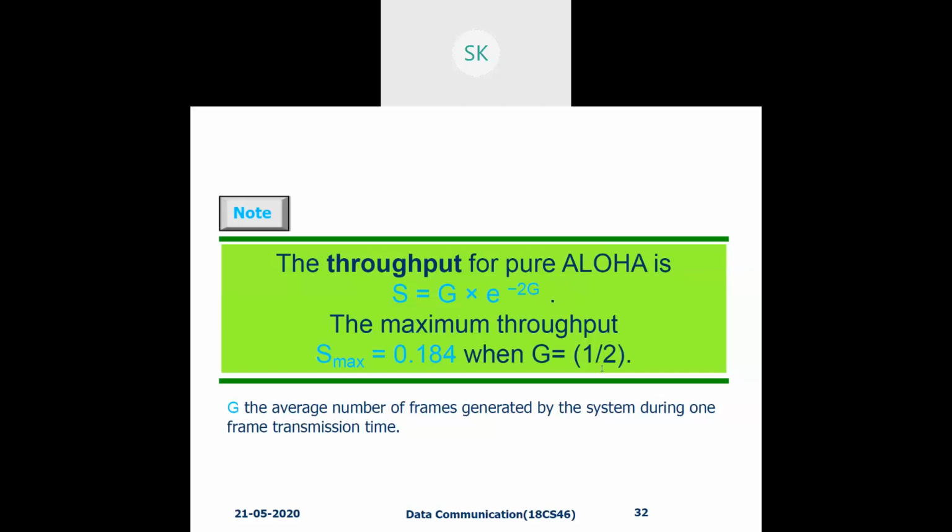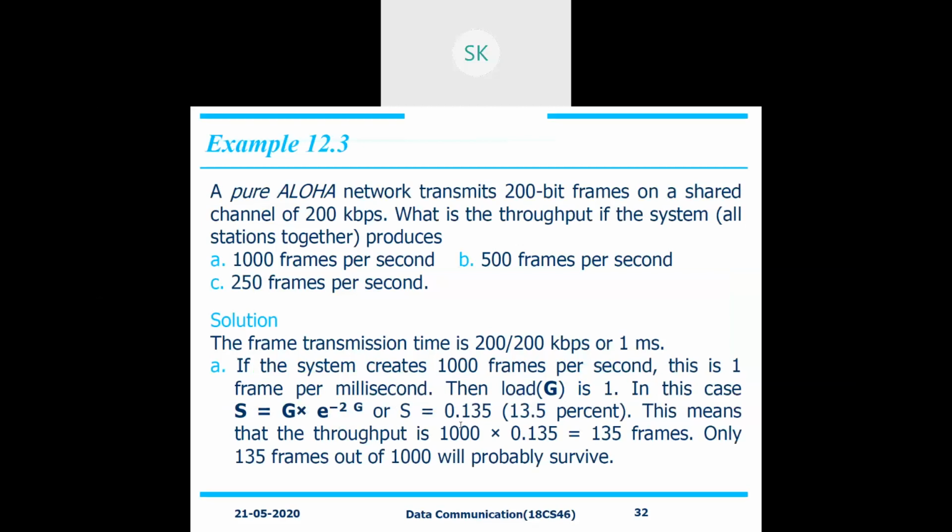That is 18.4 percent of the actual frames that you have generated. Among them, 18.4 percent will be surviving in the channel. Remaining all will be collided and lost. So this is the meaning of this particular number. We'll quickly move on to the next slide.